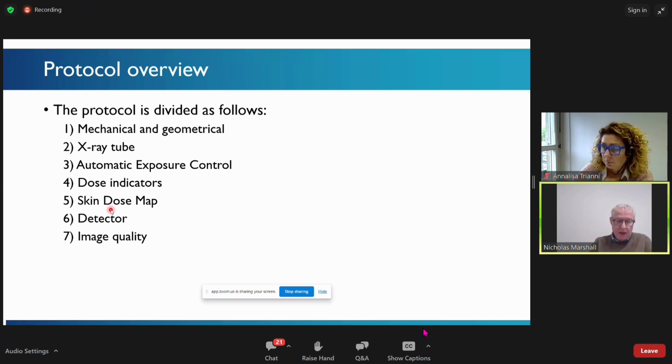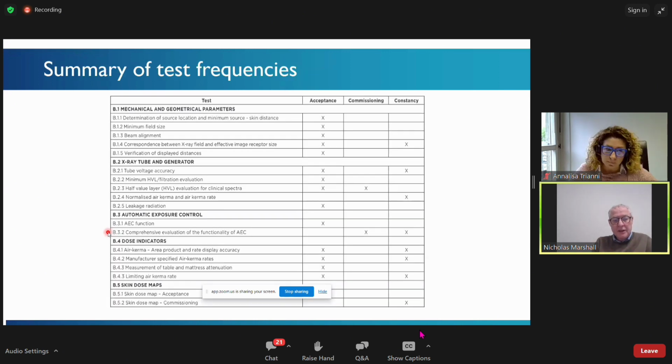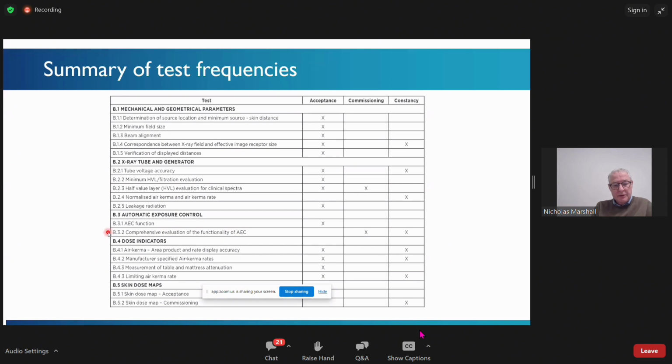And then after that, the 2 big ones: probably X-ray detector, which we would like to test, but it's quite difficult to test currently, due to the access to the image types we would like, and then image quality, which is an interesting, difficult topic. So we have a summary of the tests at the beginning of the protocol, and you can see these mechanical and X-ray tube and generator and AK tests, which are very well defined and have quite an IEC flavor.